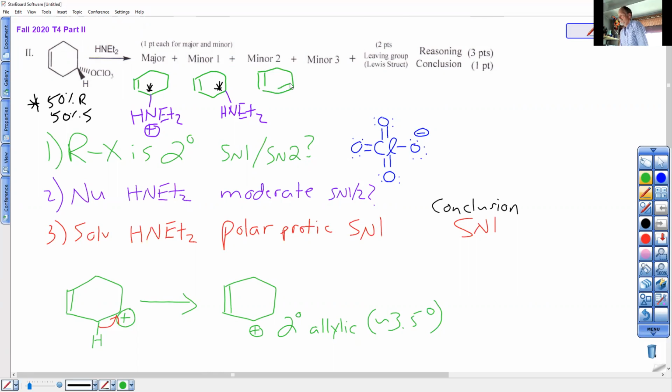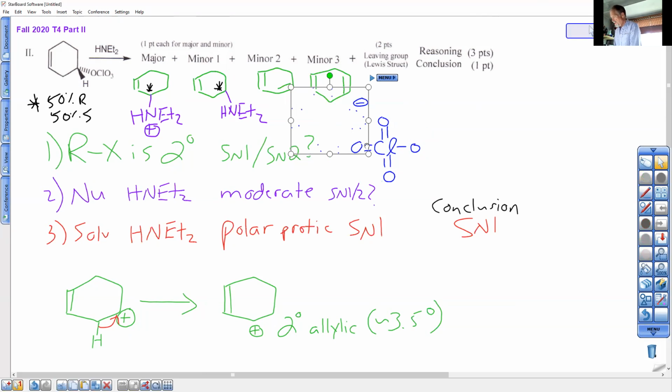But in this question, I don't care which one's the most minor and which one's the second most minor. Didn't ask for it. I'm not going to ask for it next week. You don't have to tell me there's more of this one than this one. But these can't resonate with each other and this can. That's why. We got our Lewis structure for perchlorate.